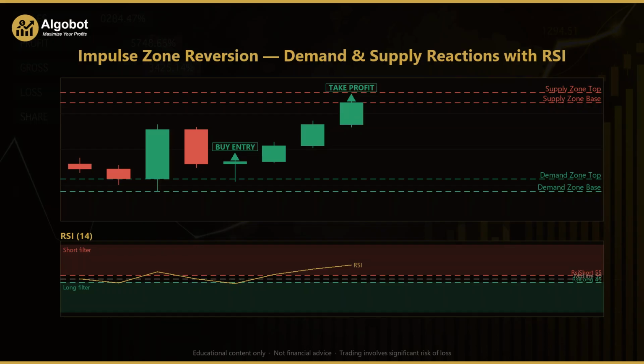Notice the logic here. We're buying weakness into a fresh demand zone, with momentum depressed, expecting a rebalance back upward. The stop would sit just below the base of the demand zone, padded by ATR, and the target is set at 1.8 times that risk. From there, follow the reaction.